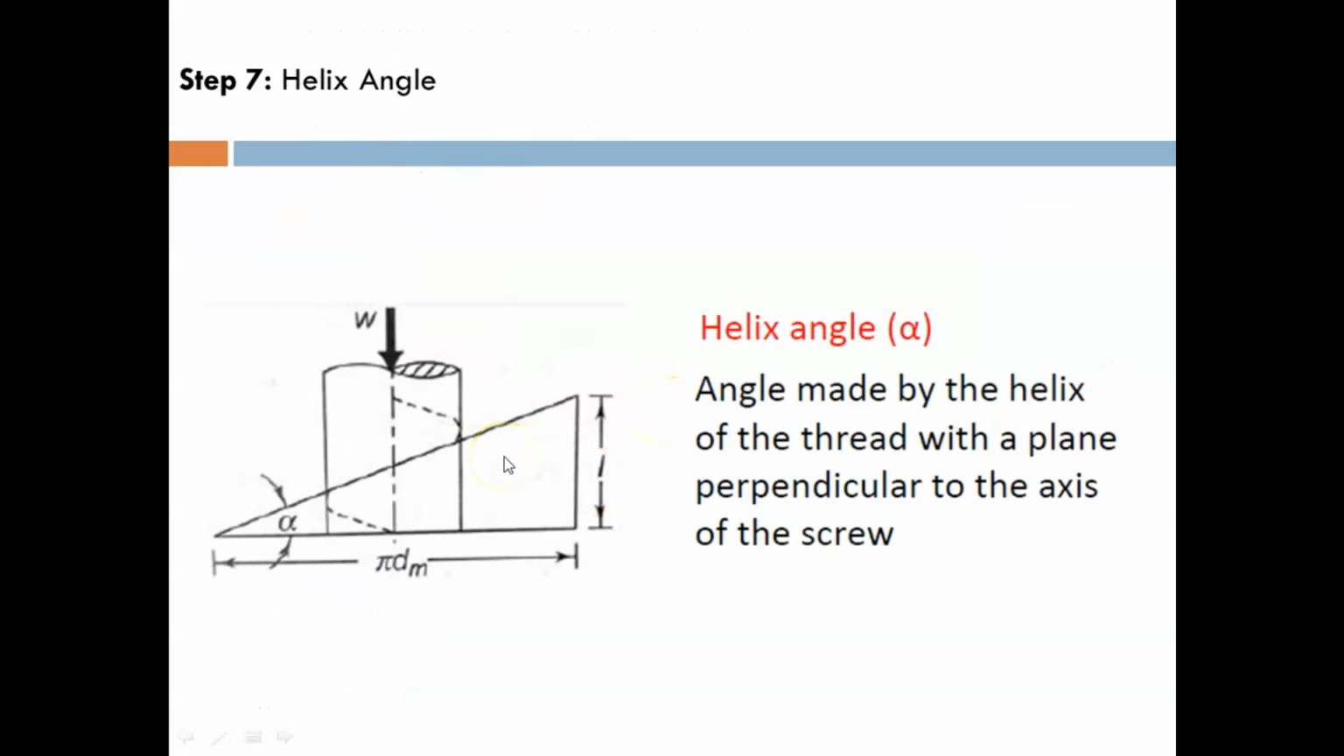Now understand the helix angle. The helix angle is the angle made by this helical path with the plane perpendicular to the axis of the screw. This is the axis of the cylinder and this plane is perpendicular to that axis. The angle made by the helix with the plane perpendicular to the axis of the cylinder, this alpha, is the helix angle. So tan alpha is L upon pi d, and alpha is tan inverse of L upon pi d, where L is the pitch in one revolution.